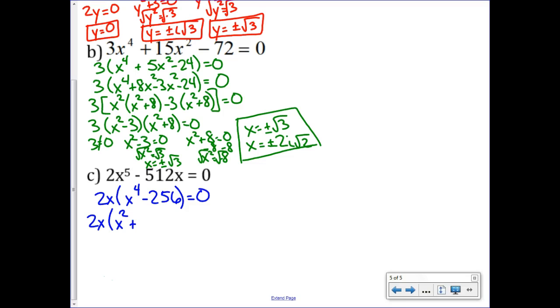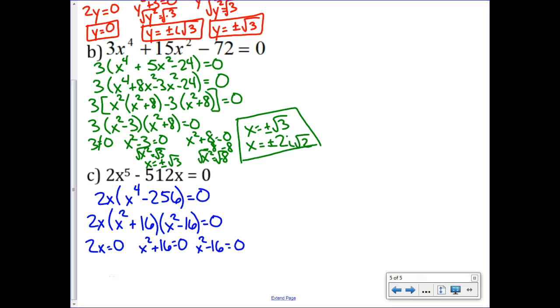is, hang on just a second, 16, and then I have x squared minus 16 is equal to 0. So now you could go ahead and factor this out even further, but from here we could say 2x equals 0, x squared plus 16 equals 0, x squared minus 16 equals 0.